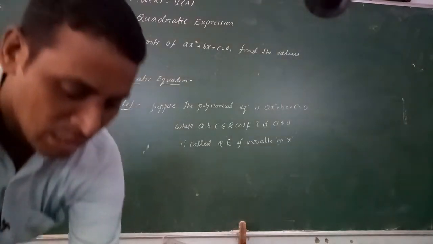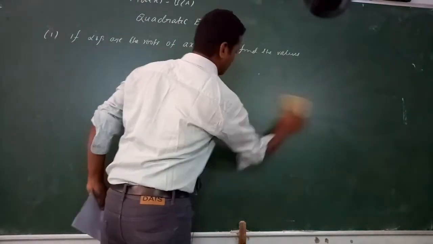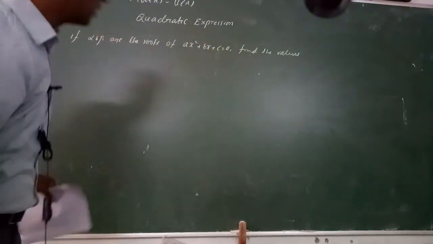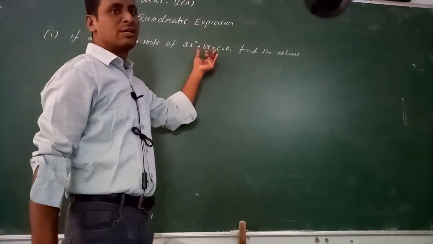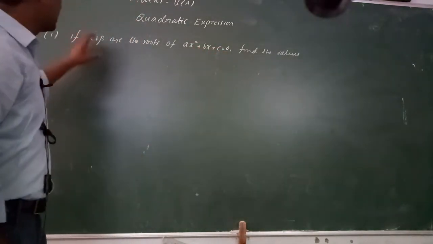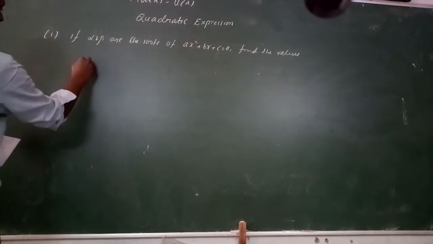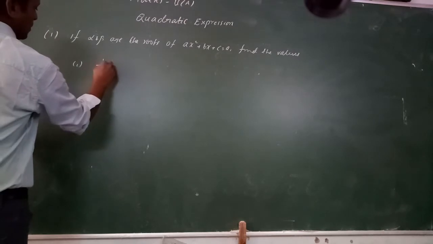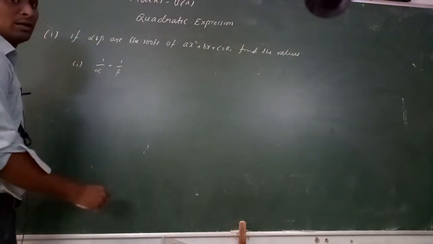Now this is the topic of today: problems. What is the problem here? If this is a quadratic equation ax square plus bx plus c is equal to 0, given any two roots alpha and beta, find the value of the first one here: 1 by alpha plus 1 by beta. Clear?